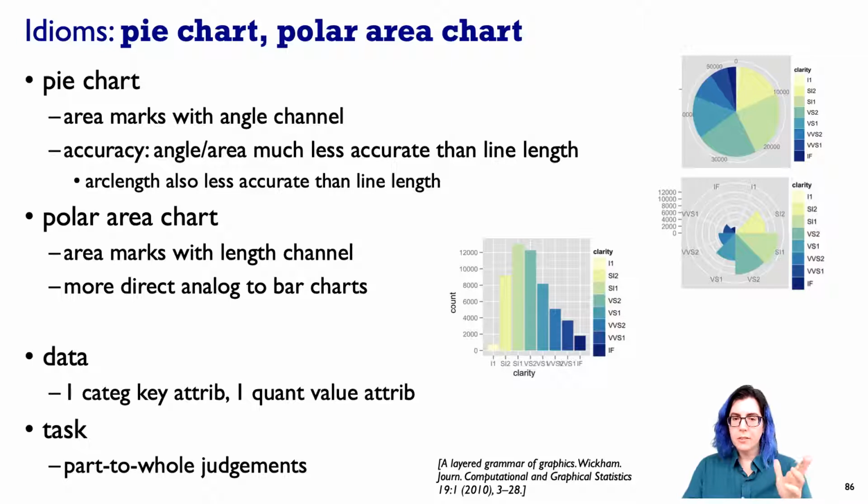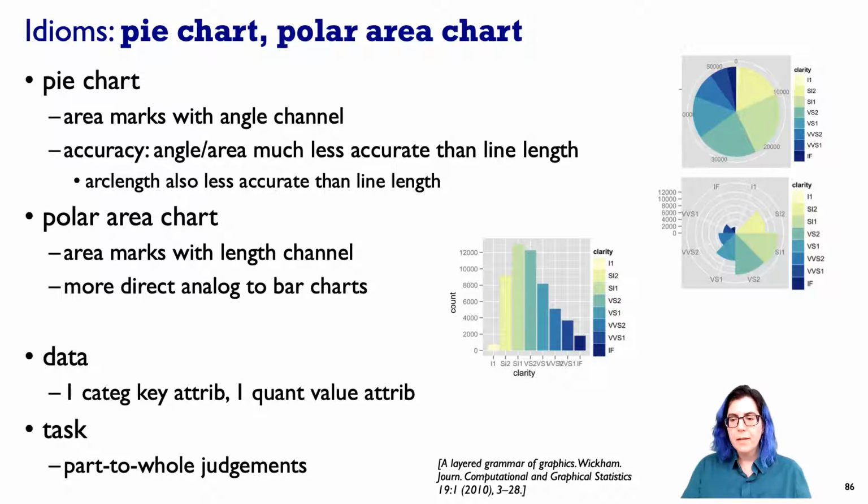So pie chart is actually only one of two variants. If you thought about, well, I want to make a bar chart and be radial, one thing you could do is say, I'm going to have the angle correspond to the quantitative attribute. And the other thing you could say is I'm going to have the length correspond. And that's what we call a polar area chart or a coxcomb chart or a nightingale chart. It's a more direct analog with the bar charts.